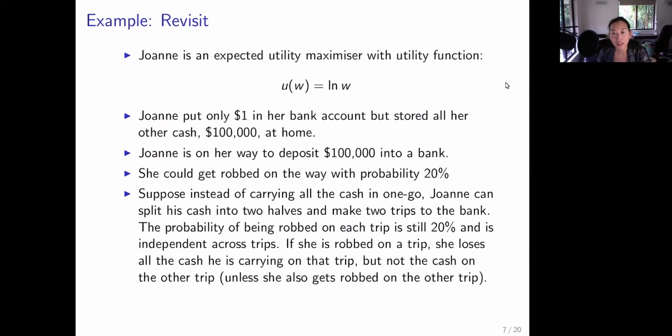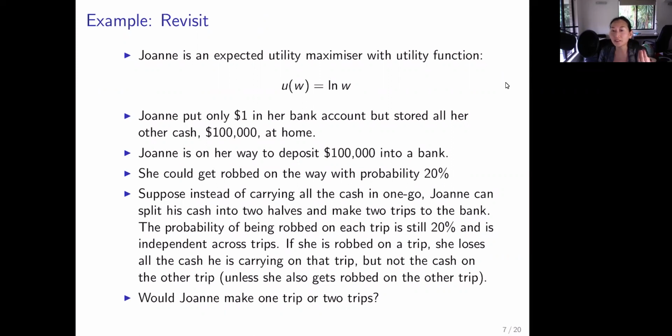Suppose instead of carrying the cash in one go, Joanne can split her cash in 2 halves and make 2 trips to the bank. The probability of being robbed on each trip is still 20% and is independent across trips. If she is robbed on a trip, she loses all the cash she is carrying on that trip, but not the cash on the other trip, unless she also gets robbed on the other trip. Would Joanne prefer to make 1 trip or 2 trips?